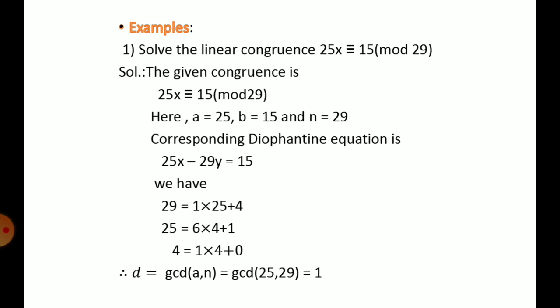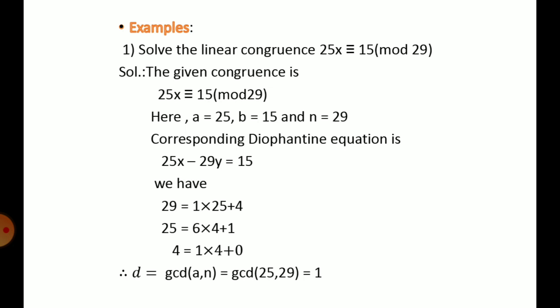The corresponding Diophantine equation is 25x minus 29y is equal to 15, because in the definition we have seen that the congruence ax is congruent to b mod n is equivalent to the Diophantine equation ax minus ny is equal to b. Here a is equal to 25, n is equal to 29 and b is equal to 15. Therefore, the given congruence is equivalent to the Diophantine equation 25x minus 29y is equal to 15.